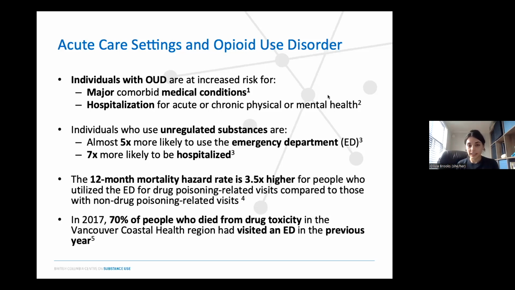In 2017, among people who had opioid overdoses, 70% of them visited an emergency department in the year prior to that overdose. What this tells us is these are really important touch points to engage people in care, to maintain the care that they're already getting if they're already engaged in care, and reduce interruptions. And really, we need to pay attention to these important acute care experiences people are having.